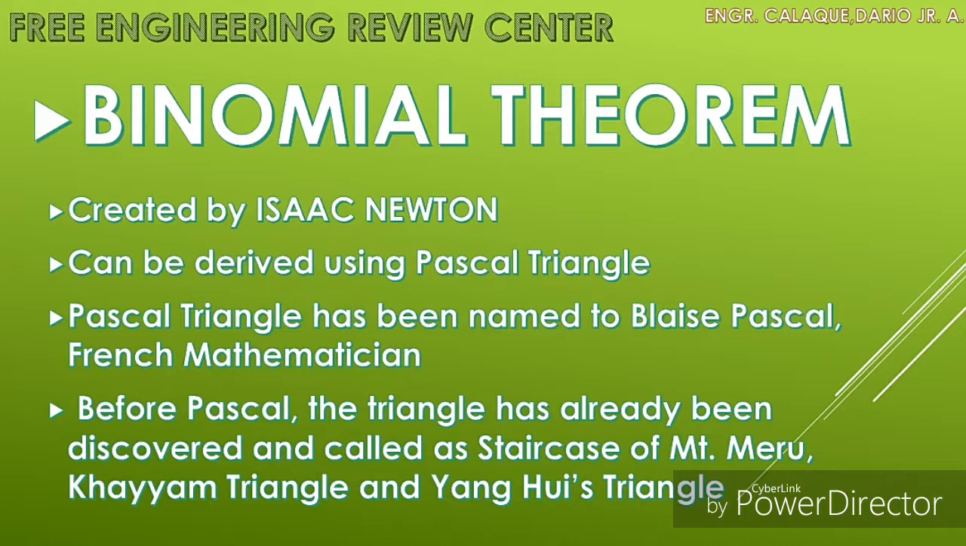However, before Blaise Pascal created Pascal's triangle, there were also other mathematicians in an earlier age who had already discovered it. In India, it is called the staircase of Mount Meru. In other countries, it is also called Siam triangle, and in other countries we have Yang Hui's triangle. It's somewhat unfair why Pascal's triangle has been named after Blaise Pascal. Anyway, maybe I don't need to tackle that. What we are concerned with is Pascal's triangle.